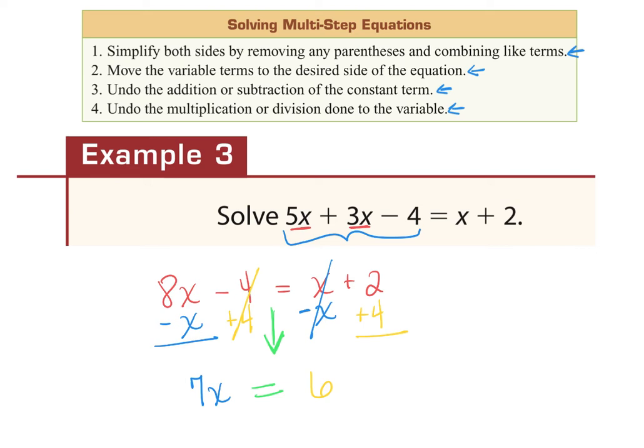And then I have one more step. My last step here is going to be to divide. X equals 6 over 7. You cannot reduce that, so you are done. All right? You cannot reduce it, so you're done. If you could reduce it, you would reduce it. Any fraction.